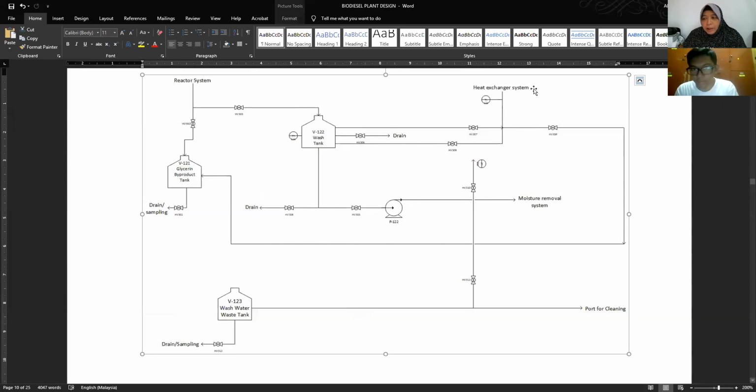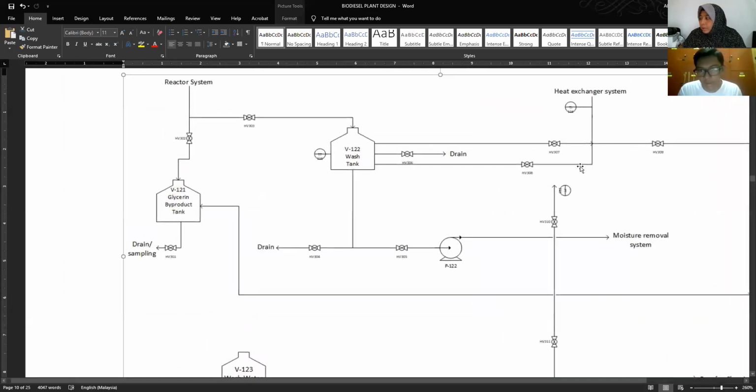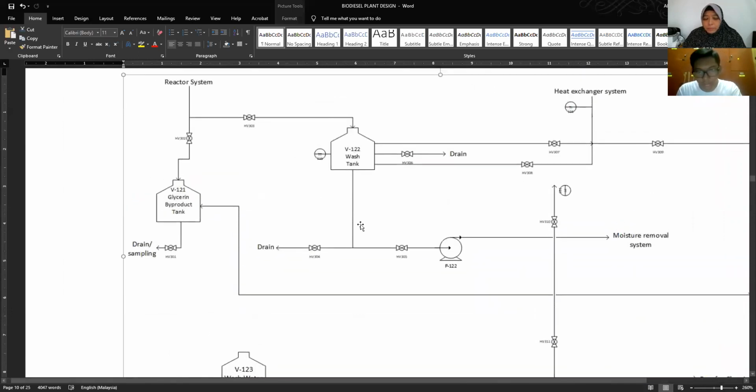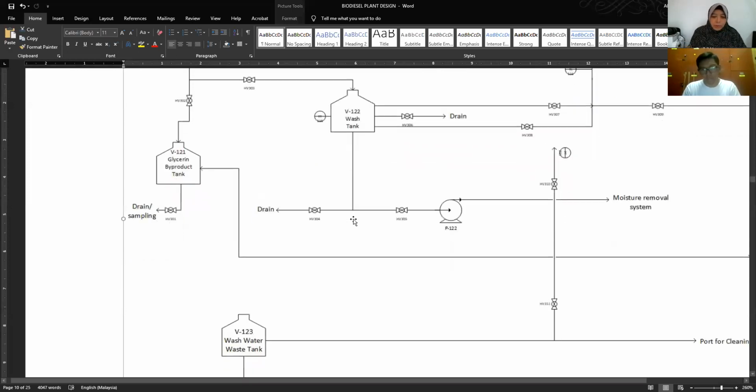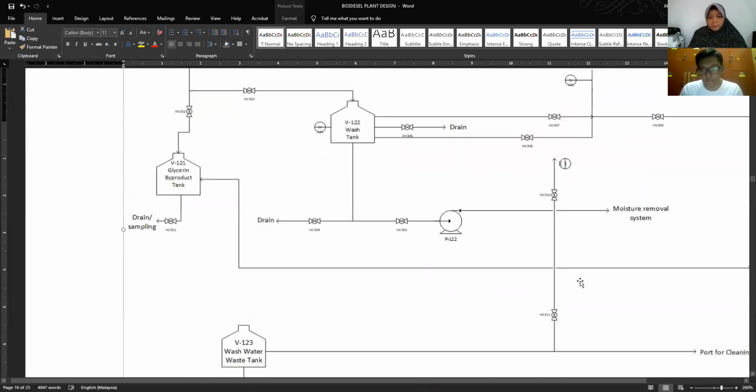Down to the wash tank, can you look at the wash tank also? You don't have the arrow. Here, from the heat exchanger system down to the wash tank, and also down here. I forgot to put the arrow. Down to the wash tank, it will be split into two, which is the drain through valve HV304, and the other one goes to the moisture removal system through valve 305 and pump 122. Okay.